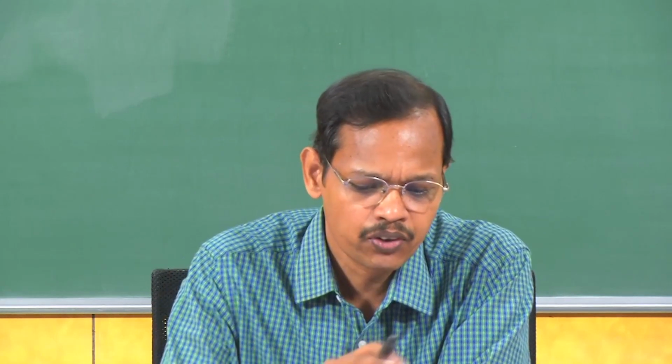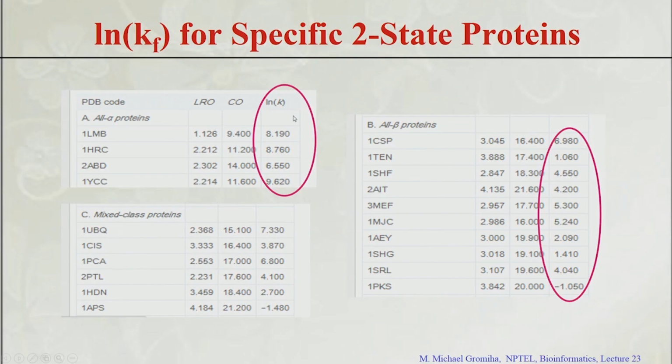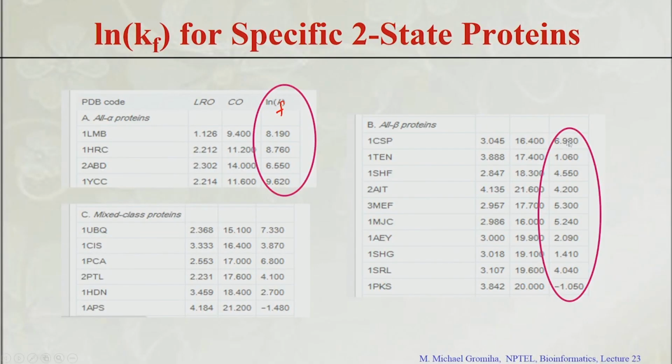Now I show the values for the all alpha proteins and all beta proteins. This is the logarithm of the folding rate, ln kf. For the all alpha proteins this is very high, for example 9.6 per second, logarithmic. For the all beta proteins, the values are 1, 2, as well as -1, because they take time. So, generally you can say that all alpha proteins fold faster than all beta proteins, but that is not very strict, because sometimes all beta proteins can also fold fast. For example, the cold shock protein CSP folds at 6.98, similar to the alpha proteins, but generally all alpha proteins fold faster than all beta proteins.